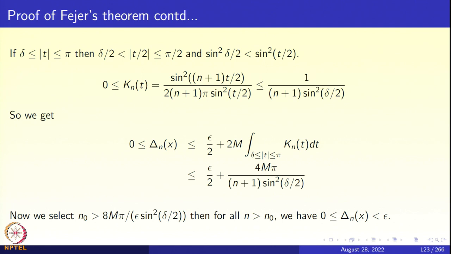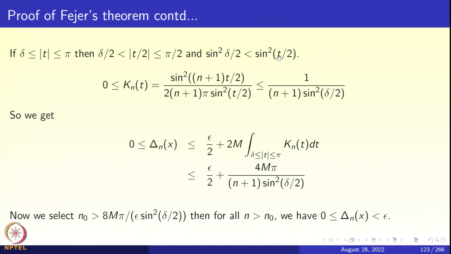Okay, so let's do that. Mod t is between delta and pi. So mod t by 2 is between delta by 2 and pi by 2. So now on this interval, the sine function is an increasing function. So sine squared delta by 2 is less than sine squared t by 2. So in the Fejer kernel, the sine squared t by 2 which appears in the denominator gets upper bounded. So 0 less than or equal to the Fejer kernel. In the denominator, you see sine squared t by 2.